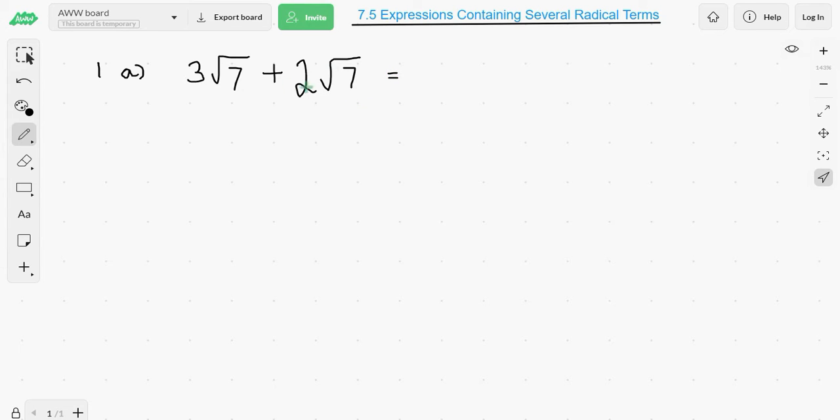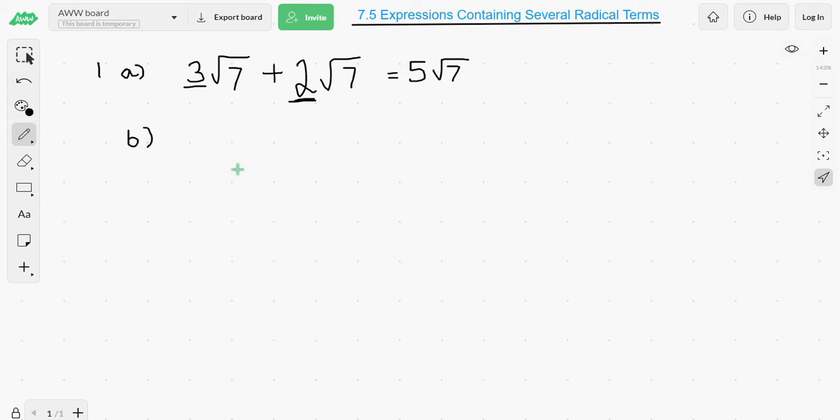If we want to add these two expressions together, we can focus on the coefficients of root 7, 3 and 2. We can just add together 3 and 2, we get 5 root 7. You can almost treat the root 7 as if it's a variable, like x or something, and then it's like 3x plus 2x is 5x, if that helps in some way.